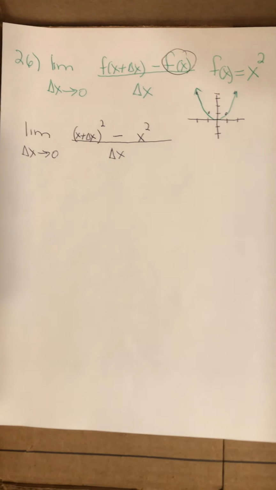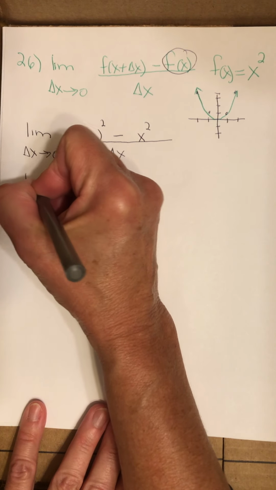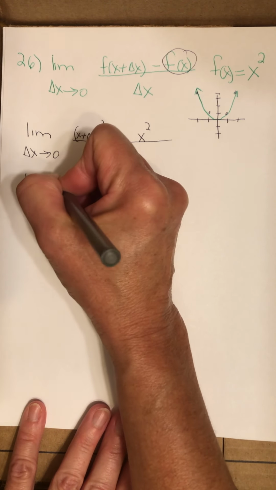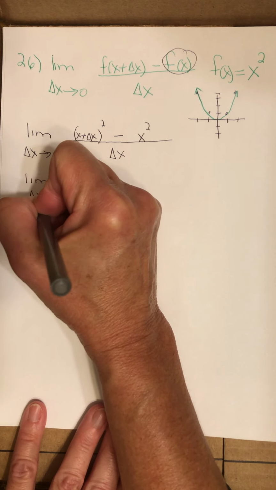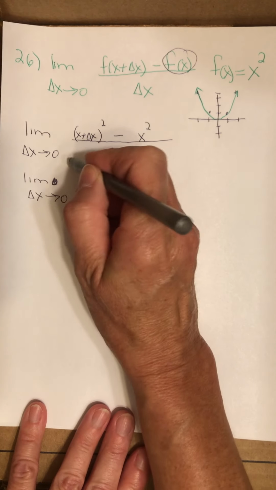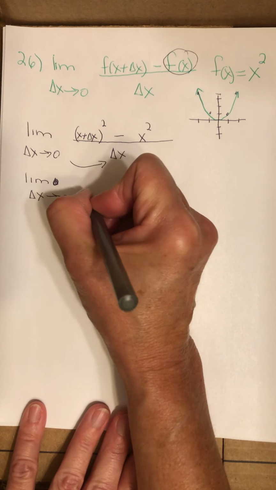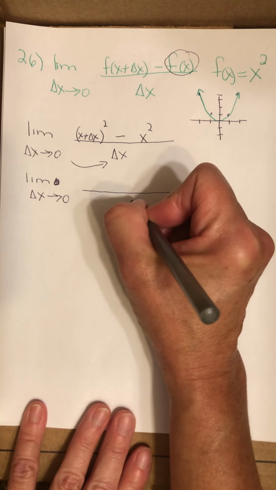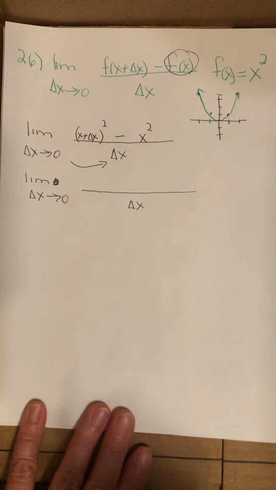Now, my saying in calculus is that it's not the calculus, people, it's the algebra. So let's go ahead and work this out. Obviously, I cannot solve this limit by direct substitution because I cannot put a 0 into the denominator. We have some work to do here in the numerator.